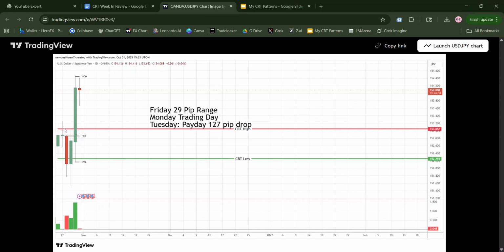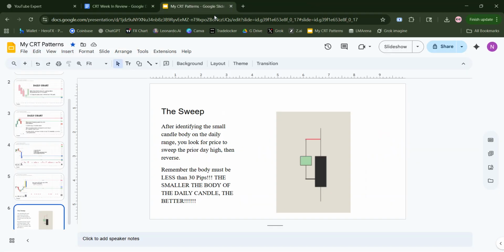But I consider it a sweep because you just as easily could have gotten in on Monday, held overnight to Tuesday, and you would have got a handsome payday with that before price did retrace. But this is the only trade that I'll be looking at, just this short. The short pay trade right there. So that's that.